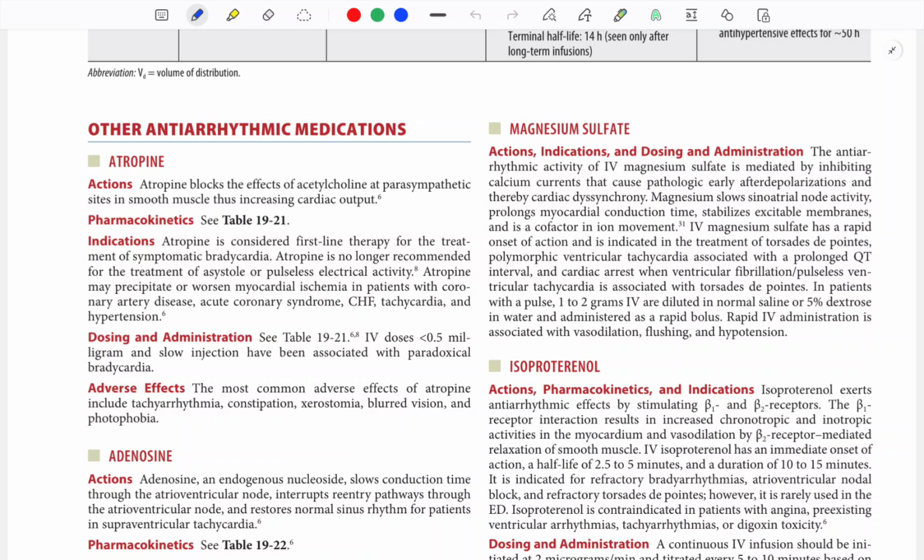It is used for the treatment of PSVT and VT with or without re-entry pathways, after failure of vagal maneuvers. It is ineffective for conversion of atrial fibrillation, flutter or VT. So it is used only in PSVT and not in AF, flutter or VT.